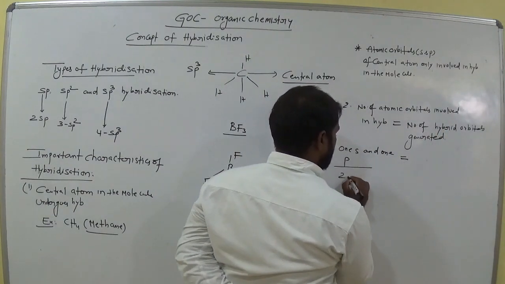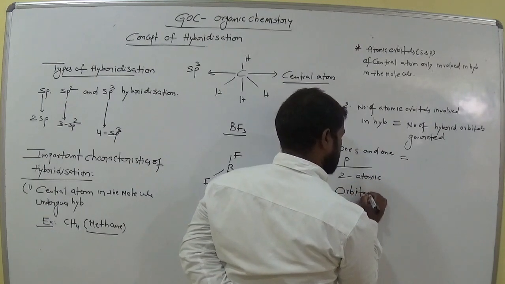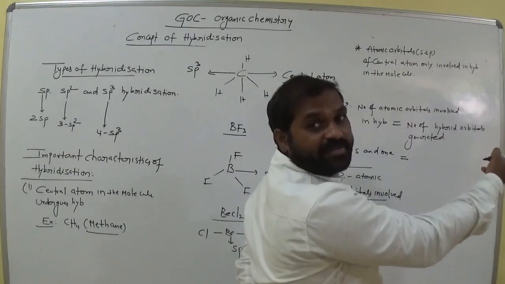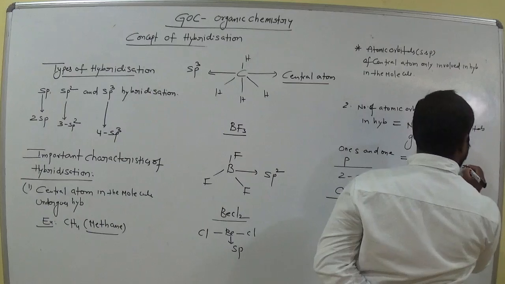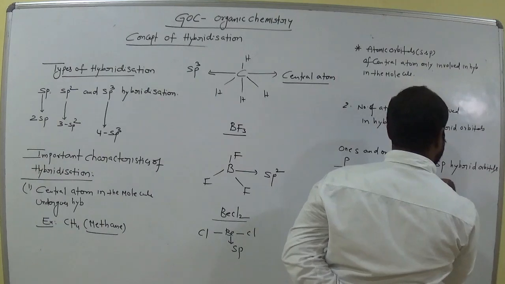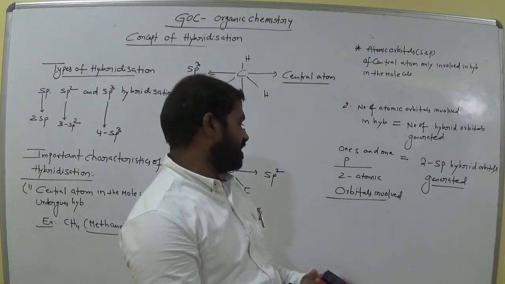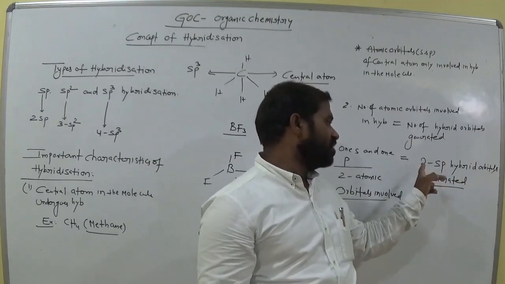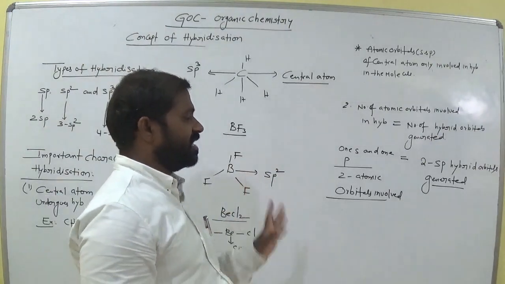Now how many sp hybrid orbitals are formed here? Totally two atomic orbitals are involved. Now how many hybrid orbitals are formed after intermixing? Clearly two sp hybrid orbitals are generated. Okay, that is the important point.